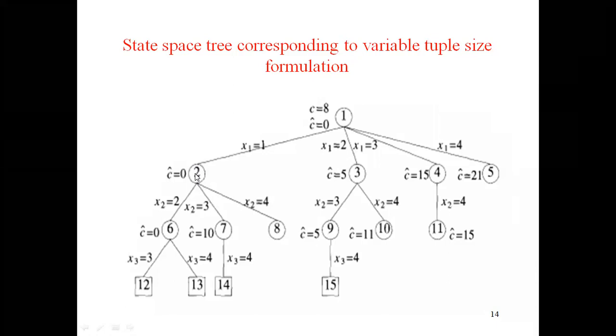Who are the children of node 2? Those are nodes 6, 7 and 8, which are generated. Then U of 6 is equal to 9. U of 6 is 9, and so upper is updated to 9 at node 6.